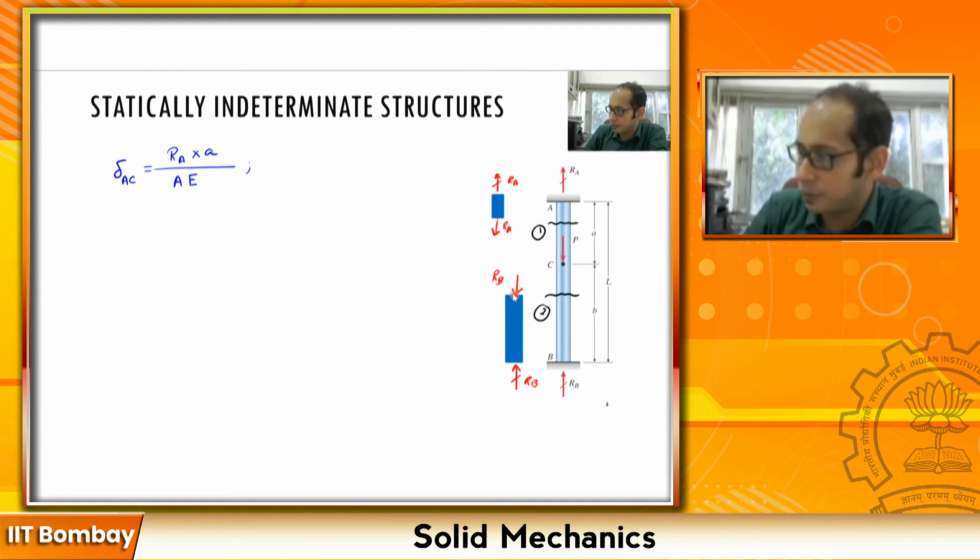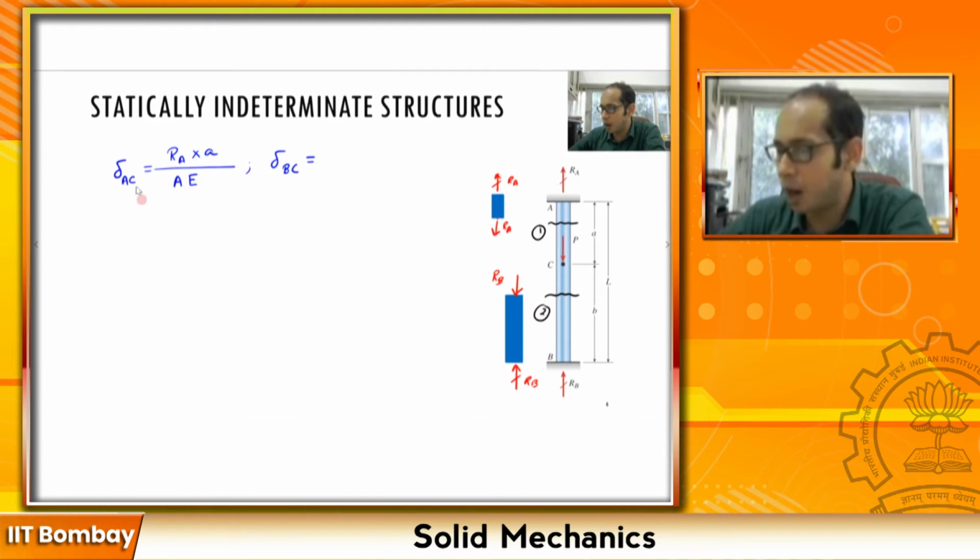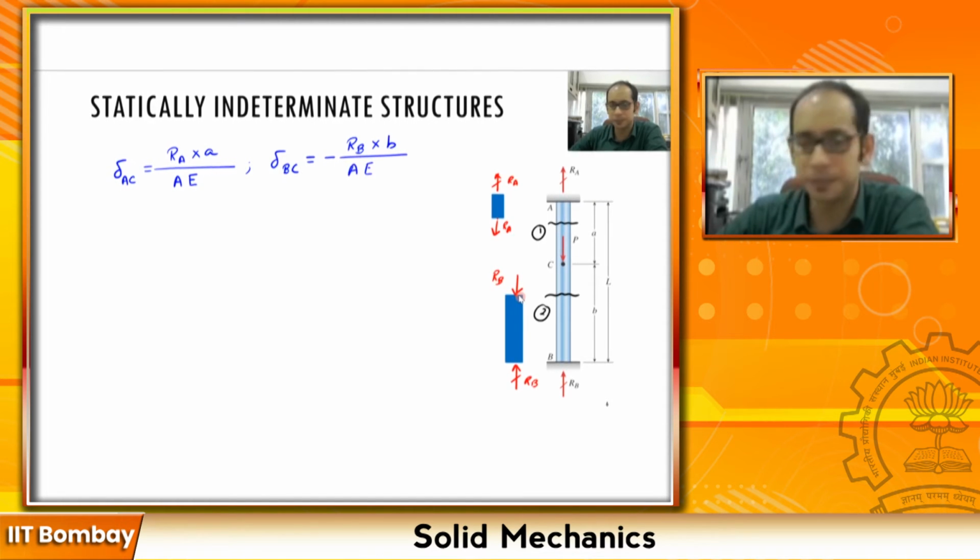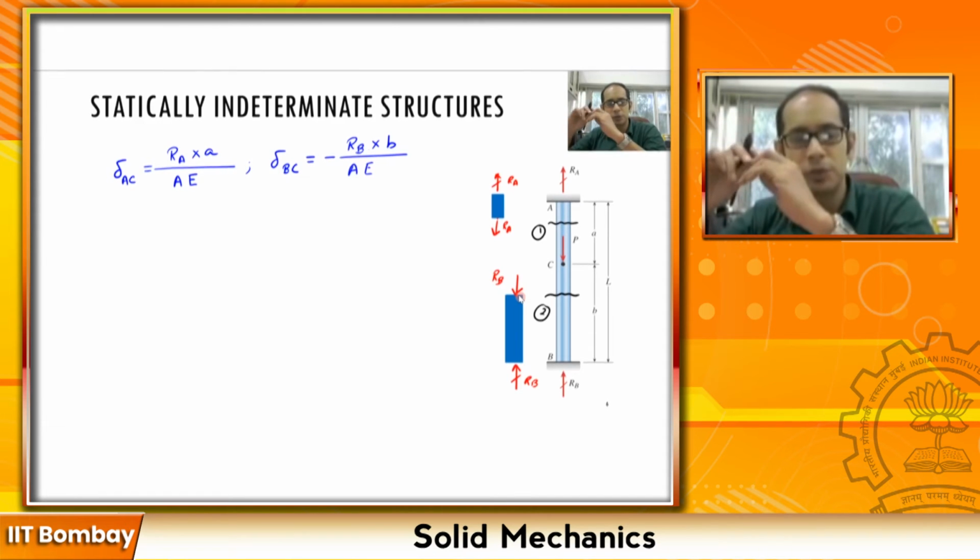So if I have to write delta of BC, since I have marked tensile as positive, this delta BC must be negative, because it's in compression. It is going to be minus RB times the length B divided by A times E, right?